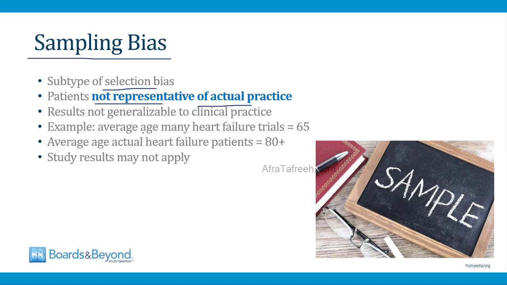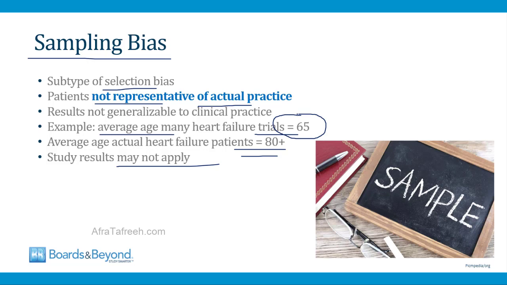So for example, the average age of many heart failure patients in clinical trials is 65 years old. The average age of heart failure patients in actual practice is over 80. So in my field of cardiology, we always have to question when we're applying heart failure trials to an older population whether or not the results are applicable. And we always worry about sampling bias leading to a disproportionately younger population in the trial.